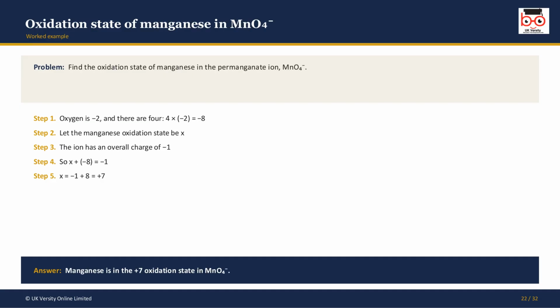Now the manganese in the permanganate ion. There are 4 oxygens at -2 each, giving -8, and we'll let the manganese be X. This time it's an ion with an overall charge of -1, so X plus -8 equals -1. That gives X equals -1 plus 8, which is +7. So manganese is in the +7 oxidation state in the permanganate ion.